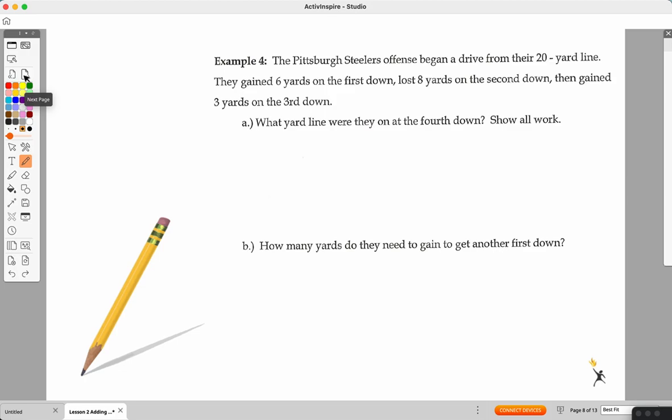All right, pause the video and figure out how the Pittsburgh Steelers did. A couple of notes. You need 10 yards from where you start to get a first down. Okay, so try to figure out how far the Steelers ran in 3 plays and how many yards they need to get their first down.